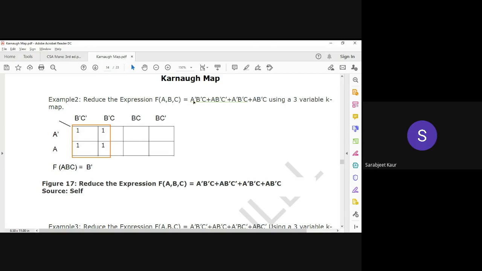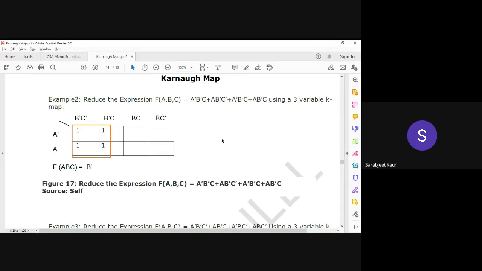You can also locate them directly by looking at A dash B dash C. So we go to first A dash and then search for B dash C. So I put a 1 here. Then A B dash C dash. So I go to A, and then B dash C dash. This is B dash C dash. So I put 1 here. Then A dash B dash C dash. So this is this term, and then A B dash C. So A B dash C.